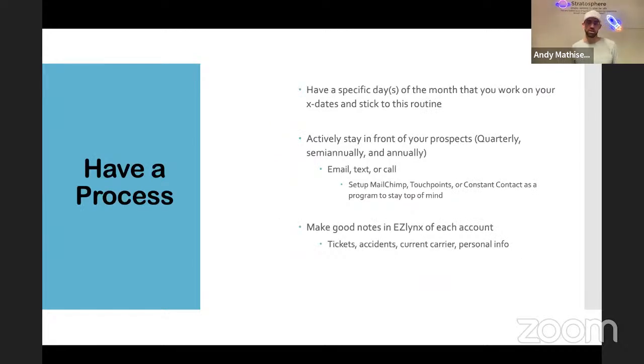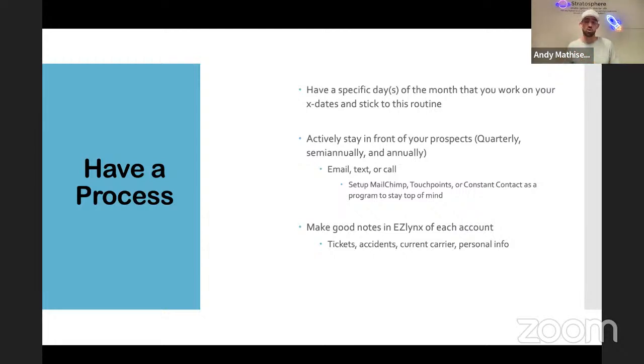Have a process on X dates, a specific day of the month that you work on them. Maybe it's mid-month, the 15th of every month. I look at my list of X dates for that particular month, dating back 6 months, because again, we're looking 6 to 12 months in advance. So 6 months ago, I had a list of people that said no, and I'm going to hit those people up on the 15th of this month.